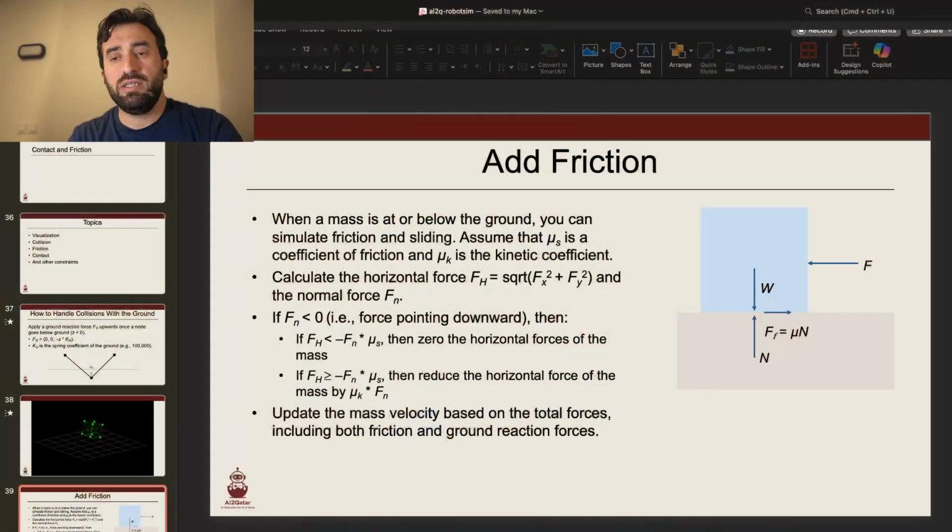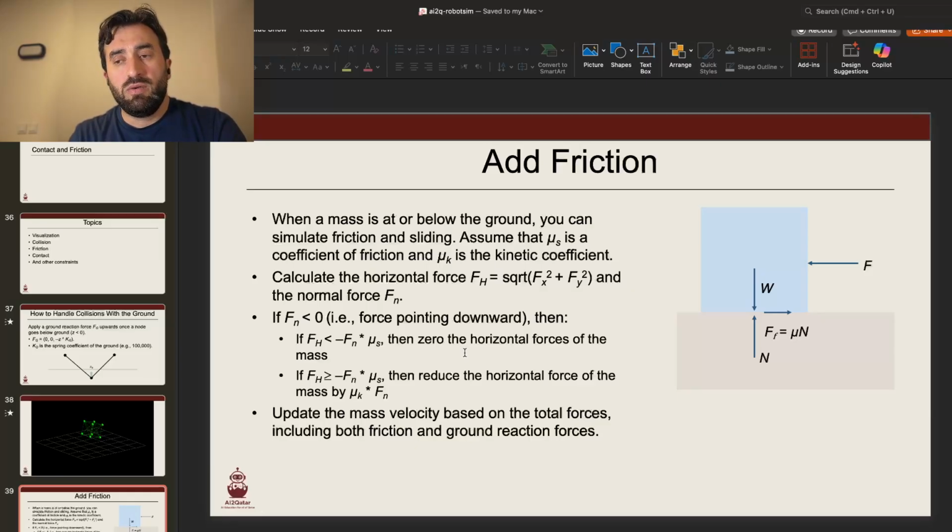In order to calculate this horizontal force, the friction force exerted on the object, which we call F sub h, we have to get the square root of F sub x squared plus F sub y squared, and the normal force F sub n. Why do we need these two? If F sub n is less than zero, in other words, the force is pointing upwards, then there are two conditions.